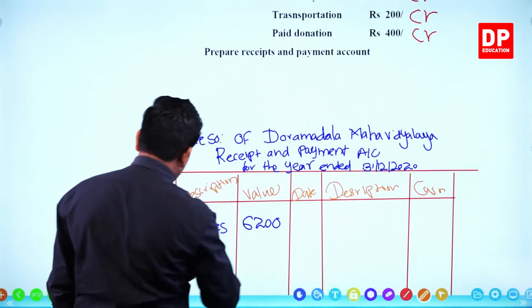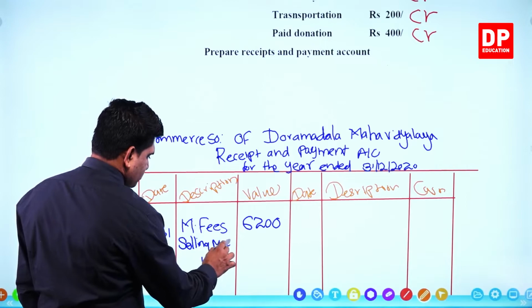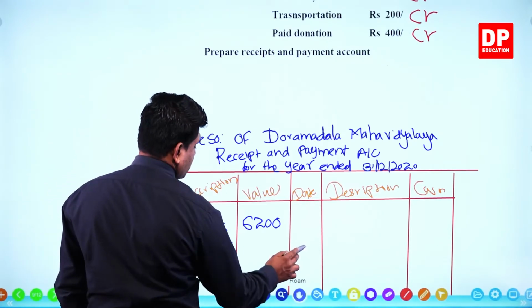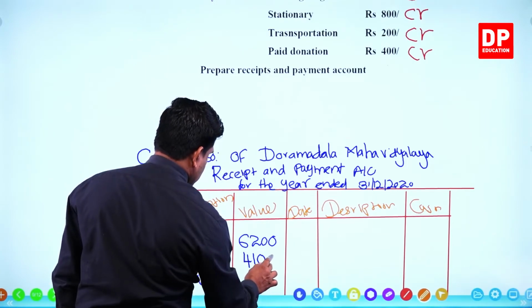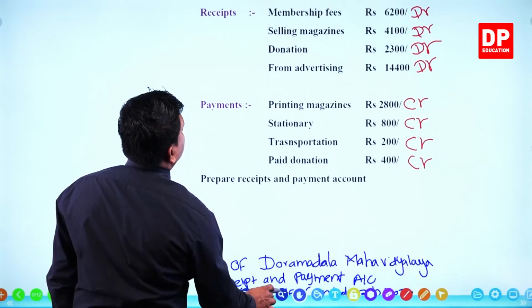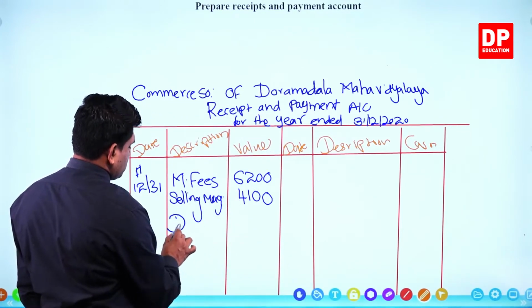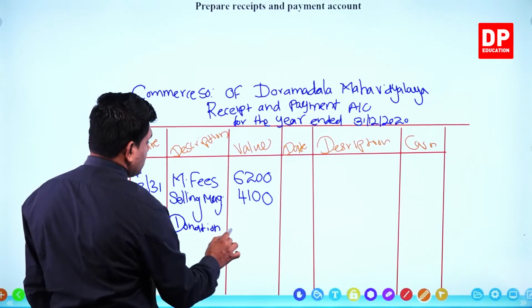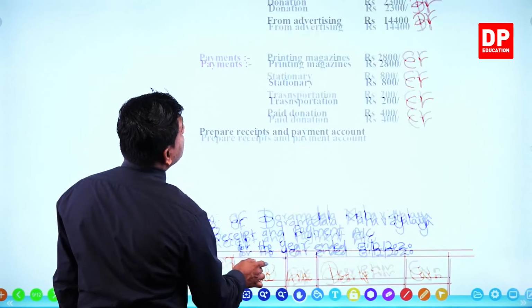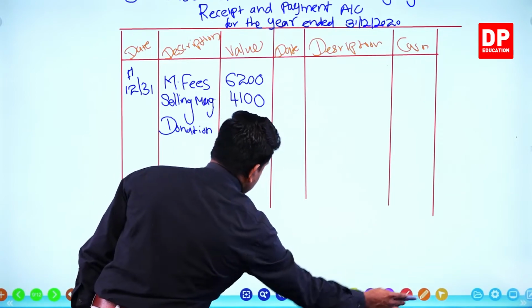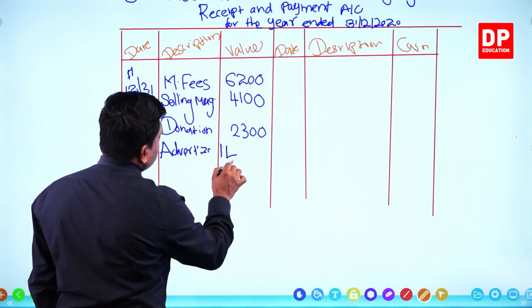Then the same date, no? Sale of magazines. How much? 4,100. Then donation 2,300. Then from advertising 14,400. That is the way.